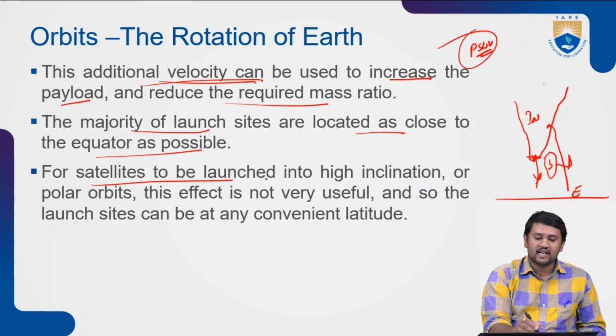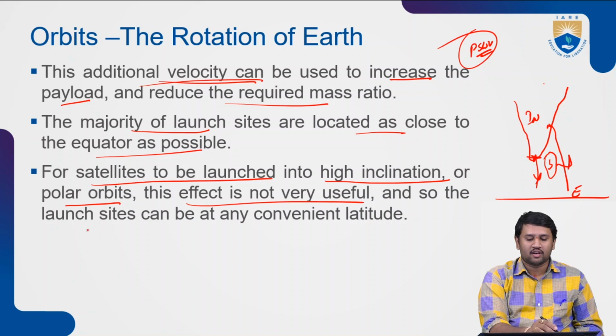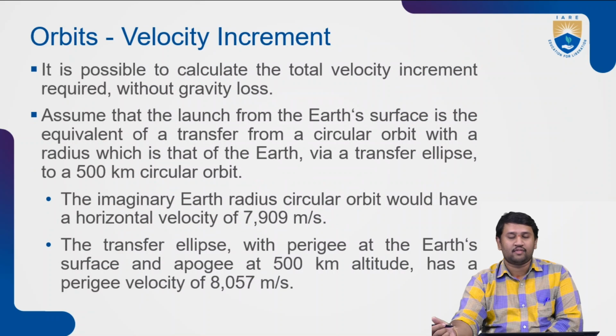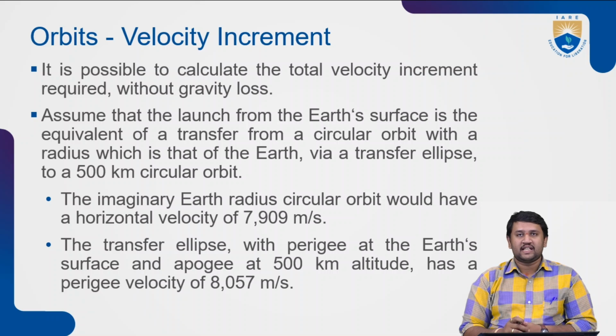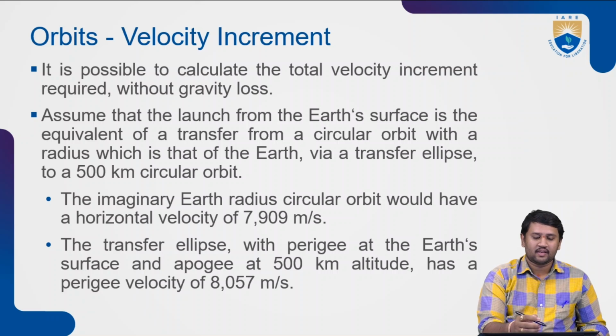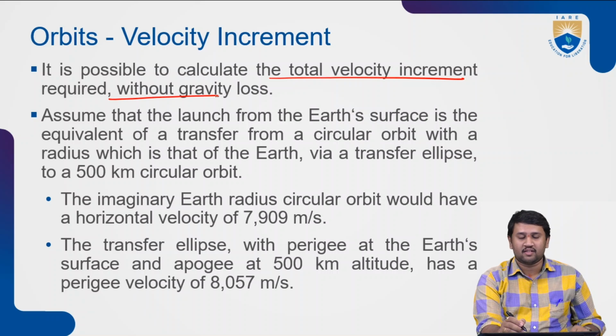Now, for satellites that are launched to higher inclination or polar orbits, the effect is not very useful, so the launch sites can be at any convenient latitude. Now, we'll discuss the velocity increment that is necessary without any gravitational loss. The total velocity increment required, without a gravitational loss, we will assume.